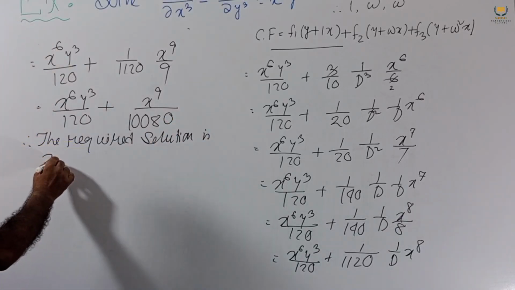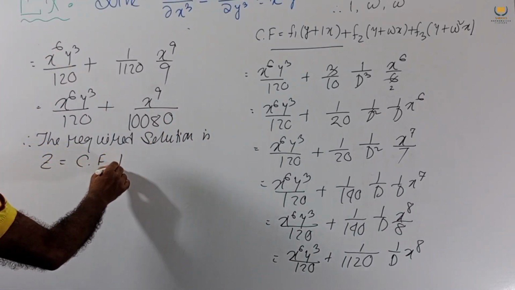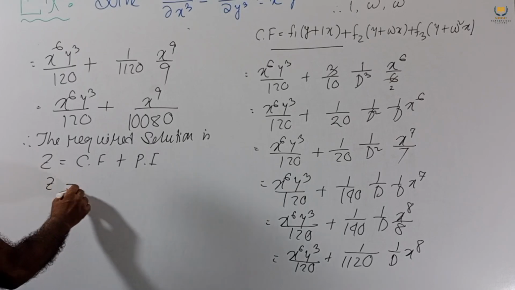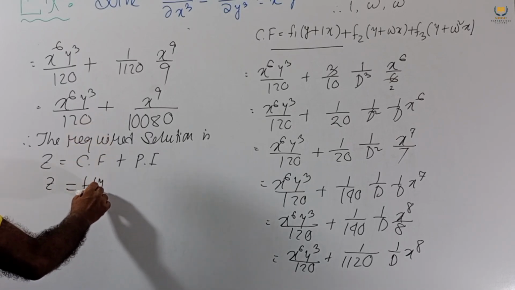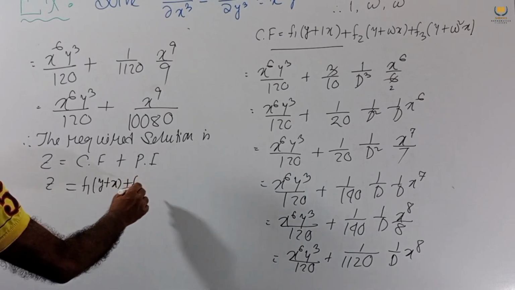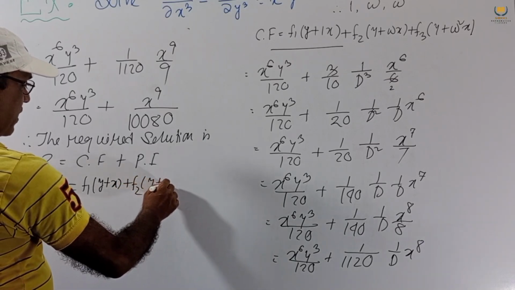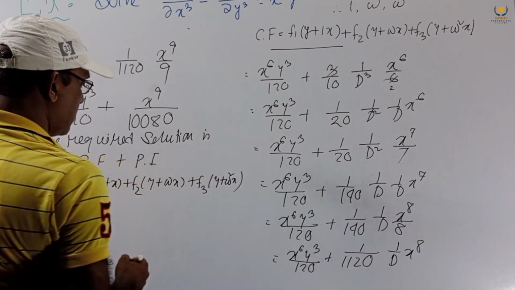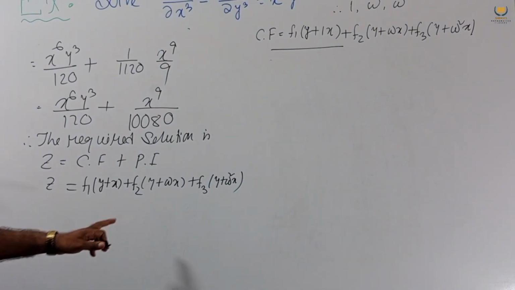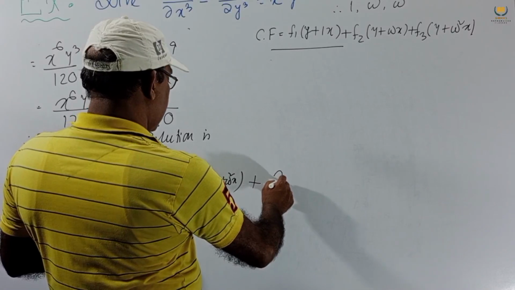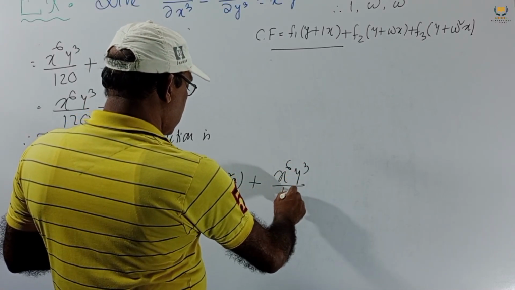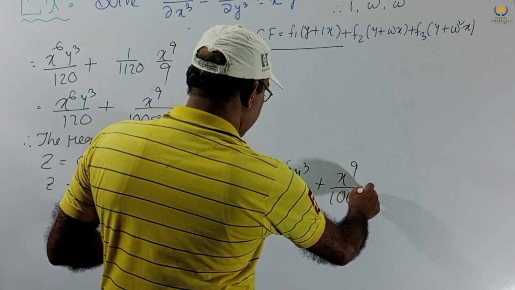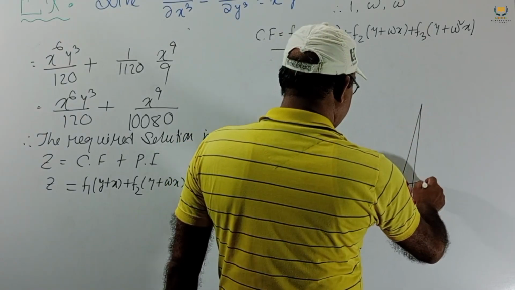is z equal to CF plus PI, complementary function plus particular integral. So z equal to CF, we know f1(y plus x) plus f2(y plus omega x) plus f3(y plus omega square x), plus PI, this is x to the power 6 y cube by 120 plus x to the power 9 by 10080, and this is our answer.